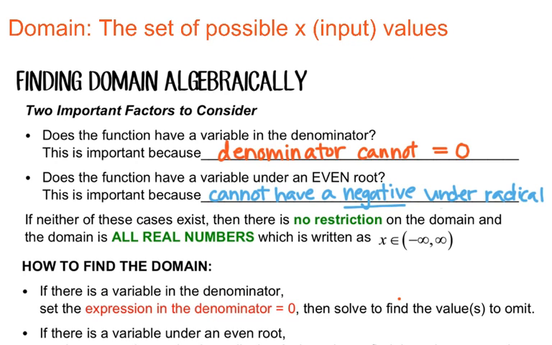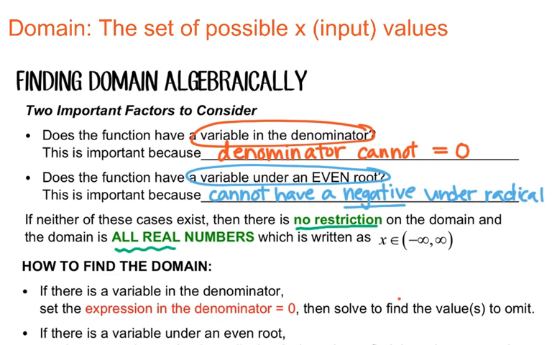Okay, so we have two conditions we are looking at. Do we have a variable in the denominator, or do we have a variable under an even root? And if neither of these cases exists, then there is no restriction. And if there's no restriction, that means the domain will be stated as all real numbers. And in this class, the way we state all real numbers is to say that my X values are in the set from negative infinity to positive infinity.